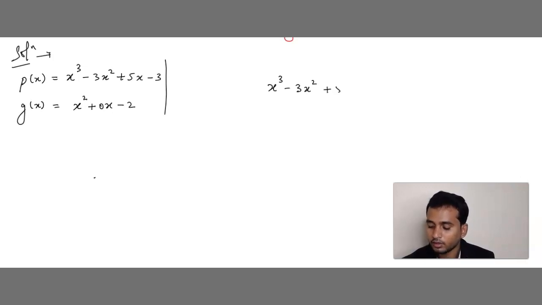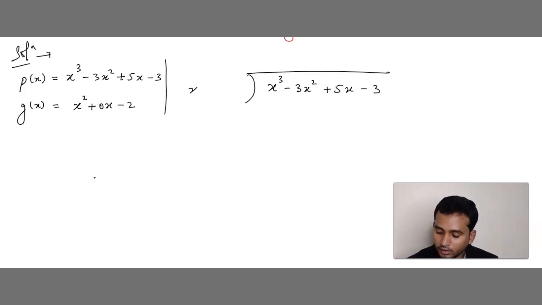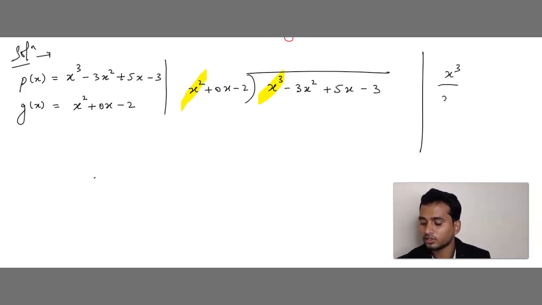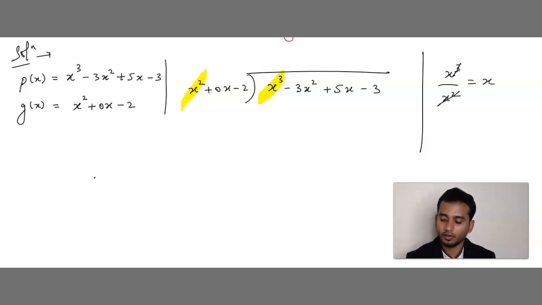Square plus 5x minus 3. We divide this by x square plus 0x minus 2. What is the first term? x cube. What is the first term? x square. That's nothing but x cube by x square. 2 times get cancelled. 1 time of x. So write that x. Now multiply.